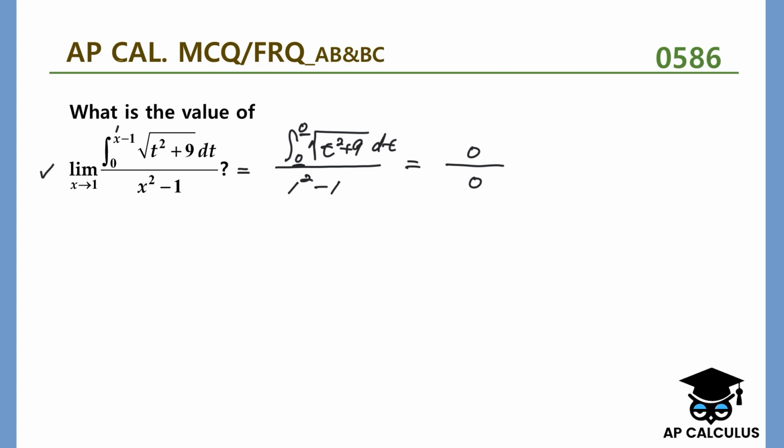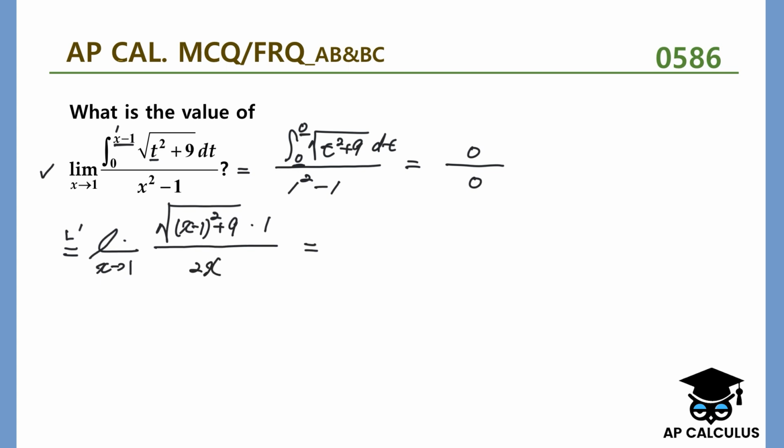Then we have to apply L'Hopital's rule to find this limit, right? So let's apply L'Hopital's rule. That's going to be equal to the limit as x approaches 1. The derivative of the numerator is going to be the square root, we have to substitute x minus 1 for t, right? So (x minus 1) squared plus 9, right? Times the derivative of x minus 1, that is equal to 1, right? Now the derivative of the denominator, x squared minus 1, that's 2x.